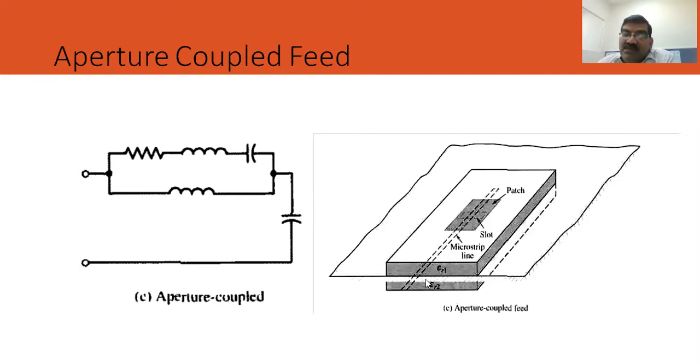Between these two substrates, this dotted line is kept in between. This is the microstrip line, and here the slot is made, and due to this slot, there is a coupling with this microstrip line, and this patch gets connected here, and this is the equivalent circuit here.